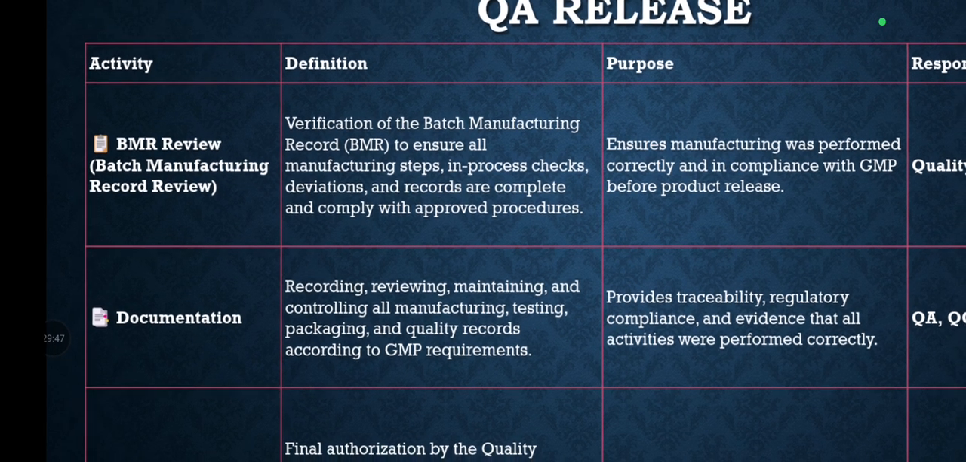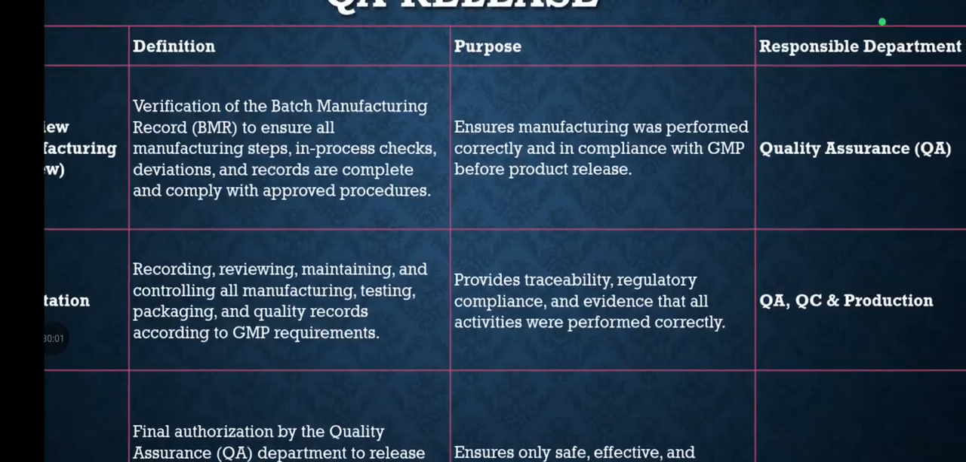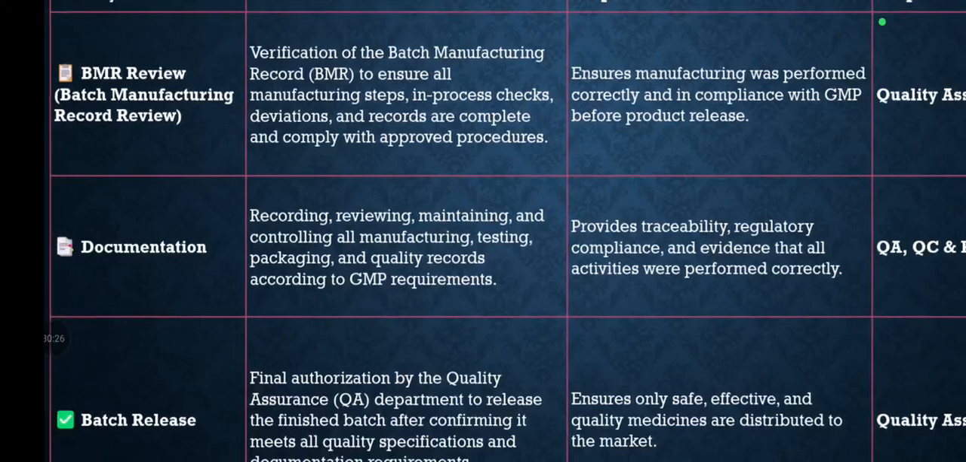In this we will review, that is verification of the batch manufacturing record, BMR, to ensure all manufacturing steps, in-process checks, and deviation records are complete and comply with the approval procedures. Purpose, why to check? Ensure the manufacturing was performed correctly and in compliance with GMP before the product release. Those steps we perform during the journey of the tablet should be compliant. The responsibility is of quality assurance. They will check all the data required.